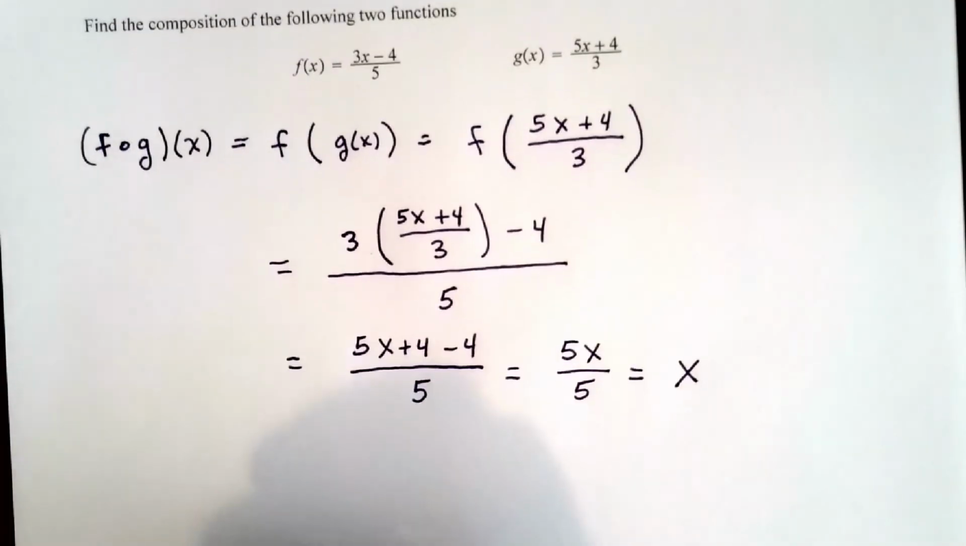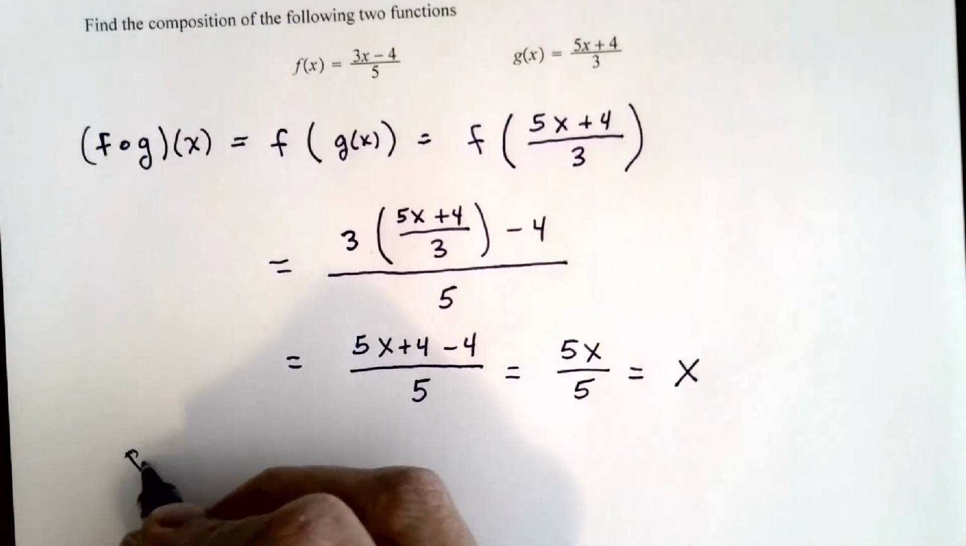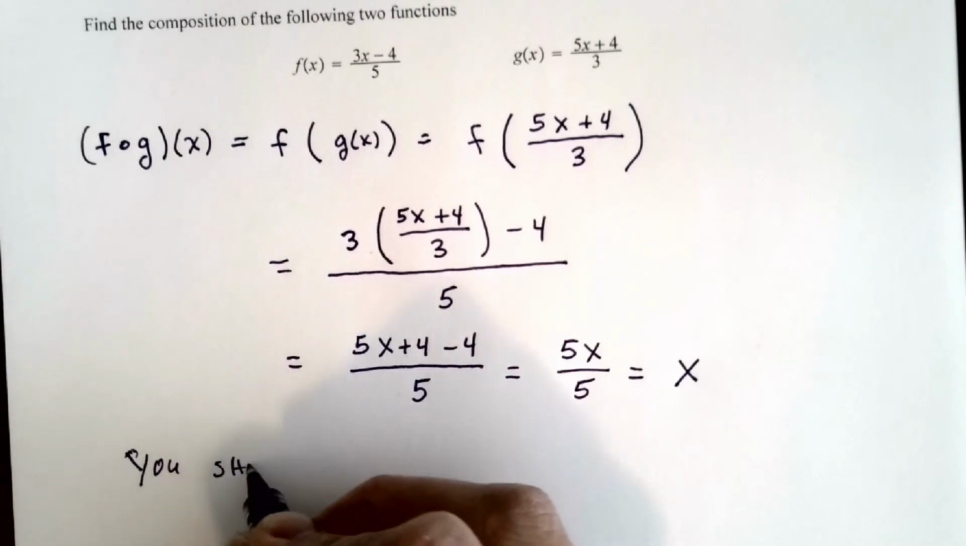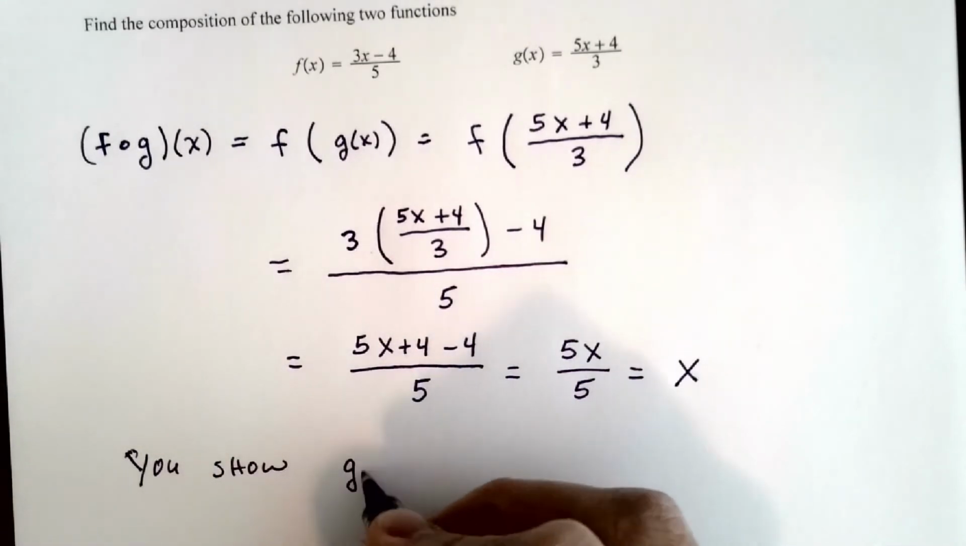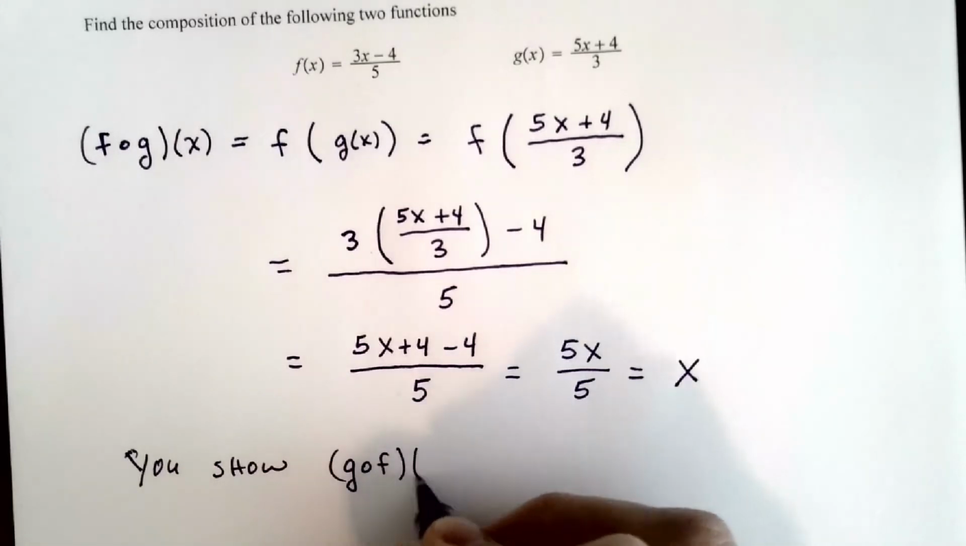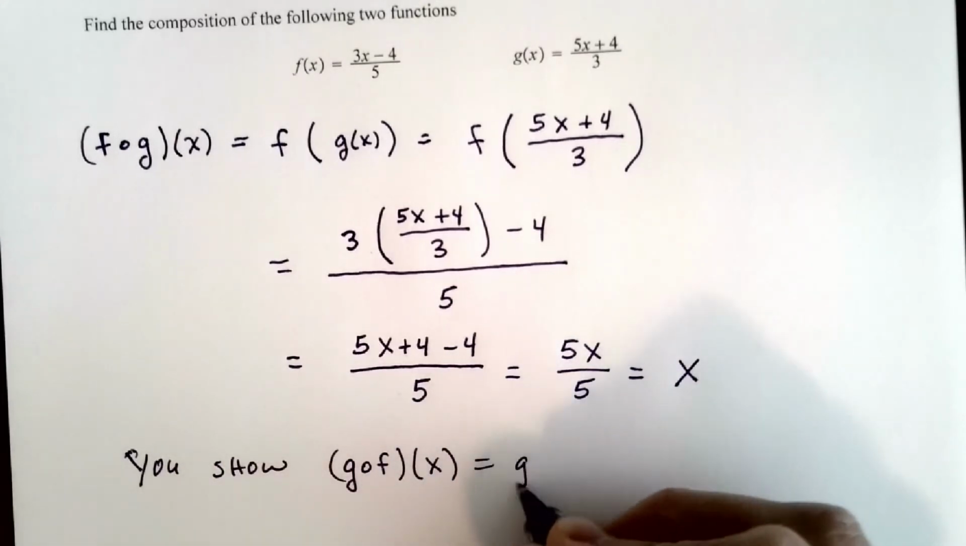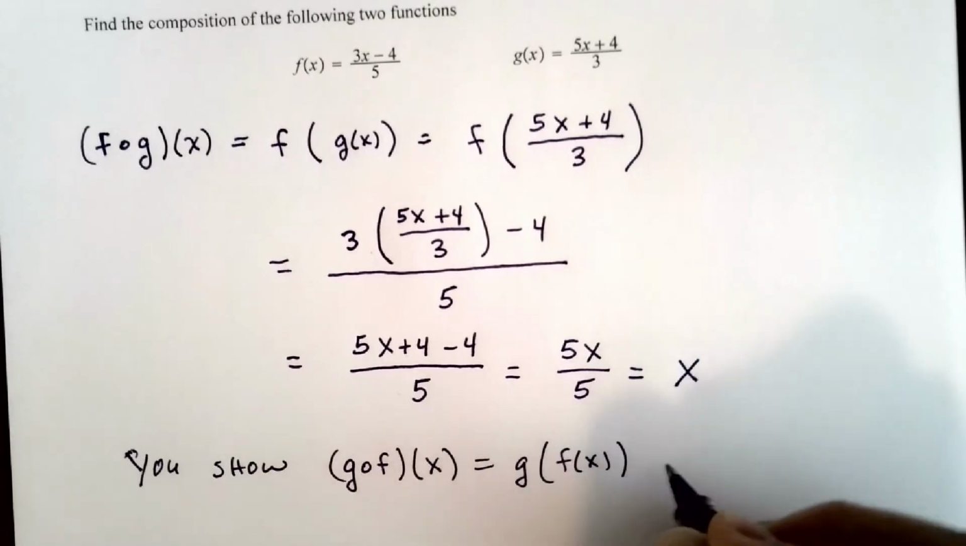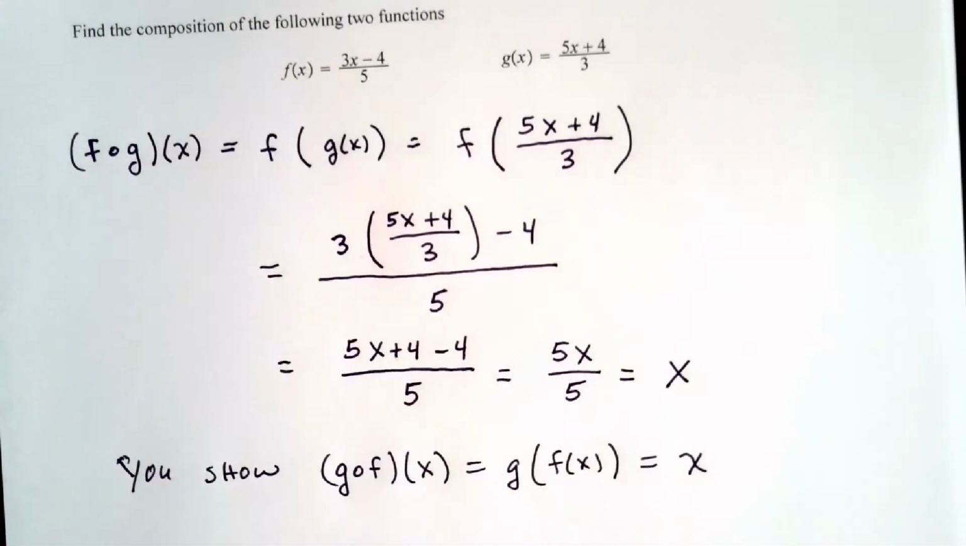I did this example, and I would like you to show that g circle f, remember the order we do the composition matters, right? This is g of f of x. I want you to show that that also is equal to x. It will look very similar to what we've done here. And so when we have two functions whose compositions in both directions equal x, that's a very important relationship, and I want to talk about that right now.